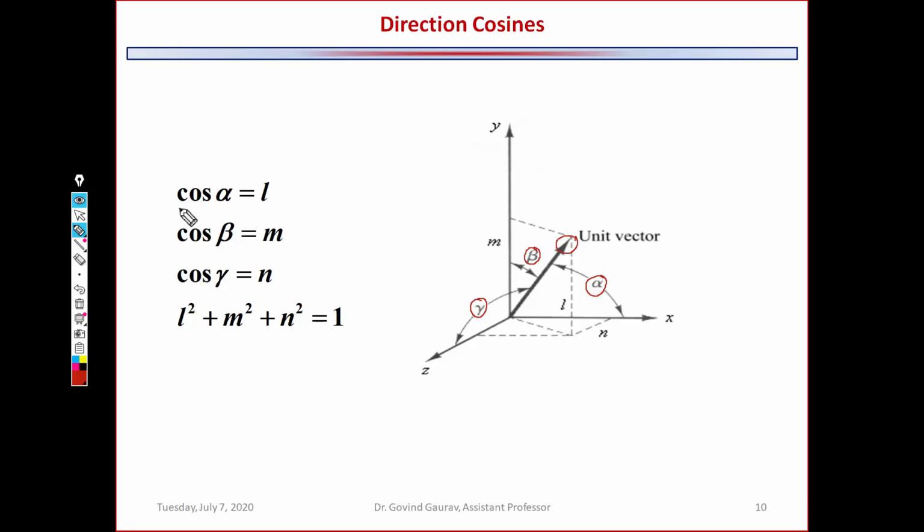In this case, cos alpha is equal to L, cos beta is equal to M, cos gamma is equal to N. If we square all these values, we will get L square plus M square plus N square is equal to 1. So this is a property associated with the direction cosines in a three-dimensional space.